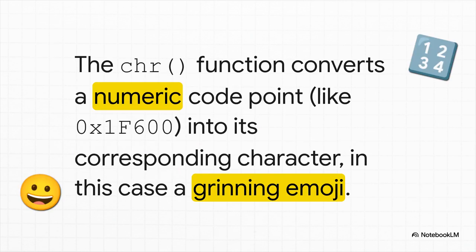You can also go straight from the number to the character. The chr function is your friend here. It takes a number, in this case the hexadecimal value for the grinning face emoji, and bam, it gives you back the actual character. It really shows you that direct link between the number and the symbol.